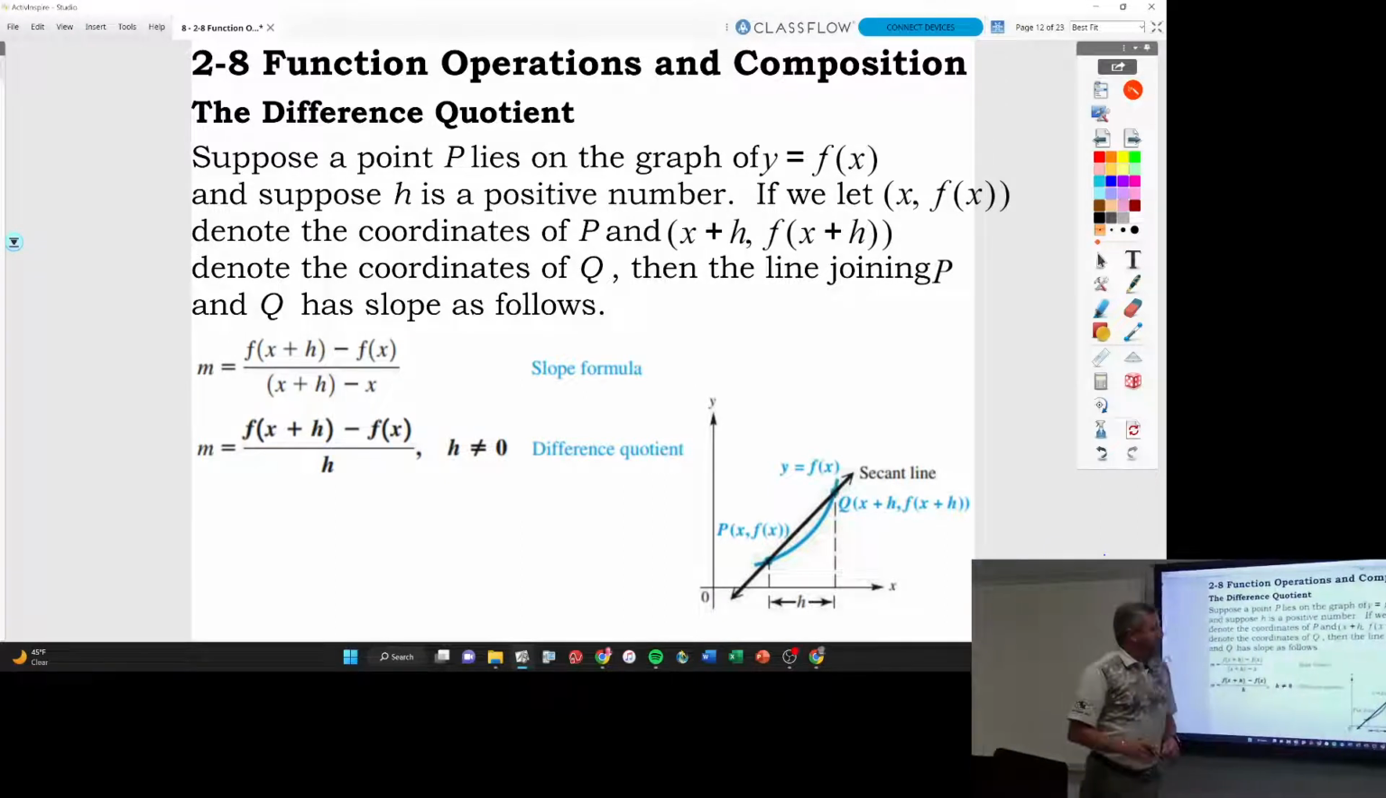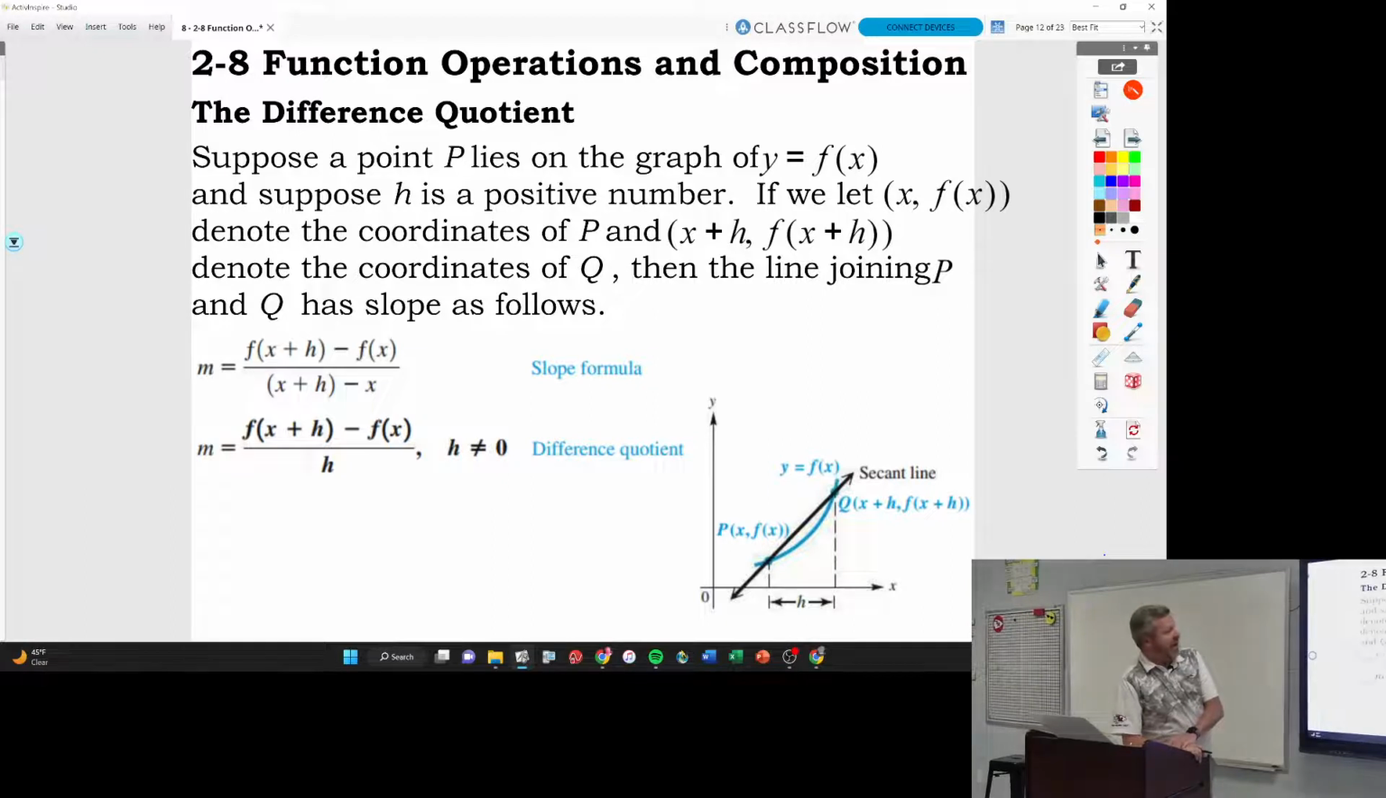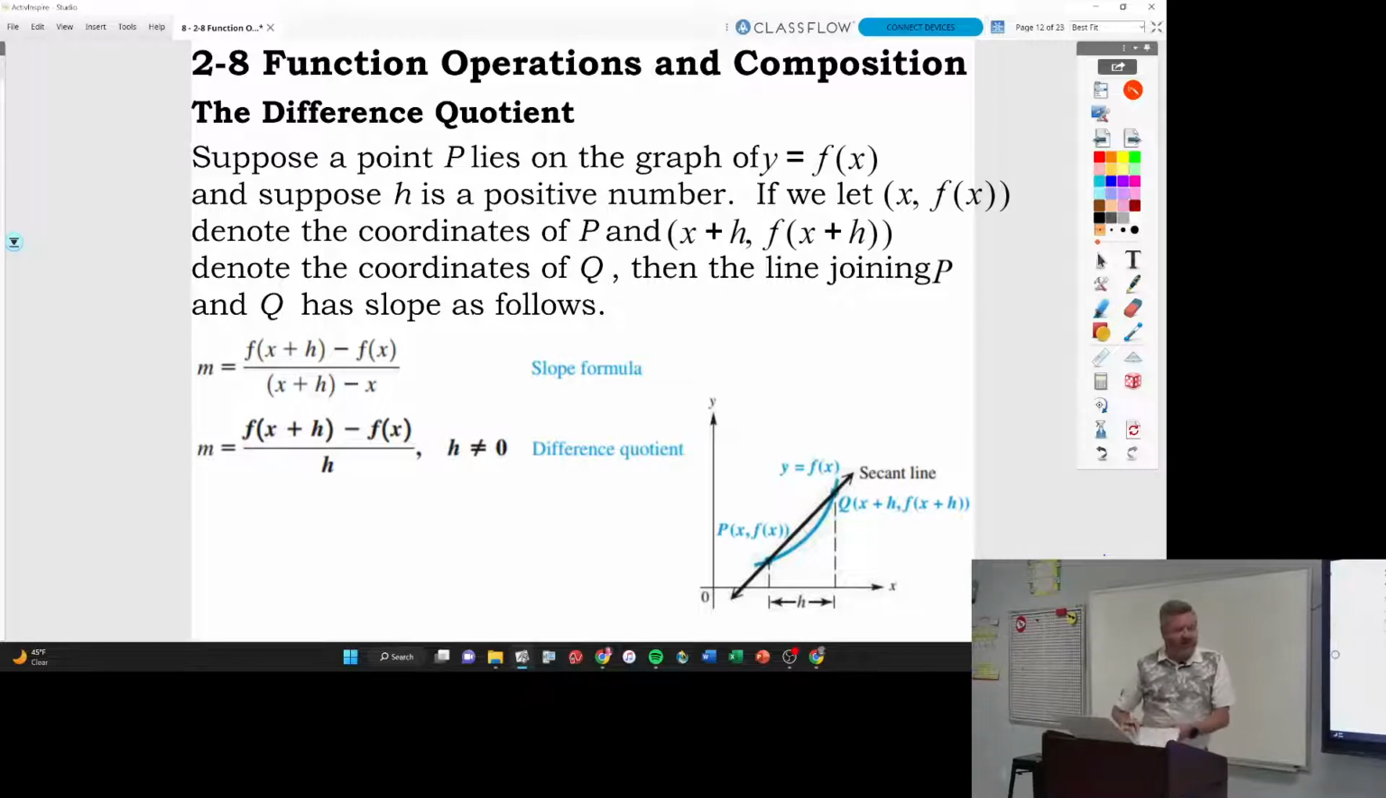Suppose a point P lies on the graph of y equals f of x, and suppose h is a positive number. If we let (x, f of x) denote the coordinates of P, and (x plus h, f of x plus h) denote the coordinates of Q, then the line joining P and Q has a slope as follows. Okay, so we're getting into the difference quotient here.